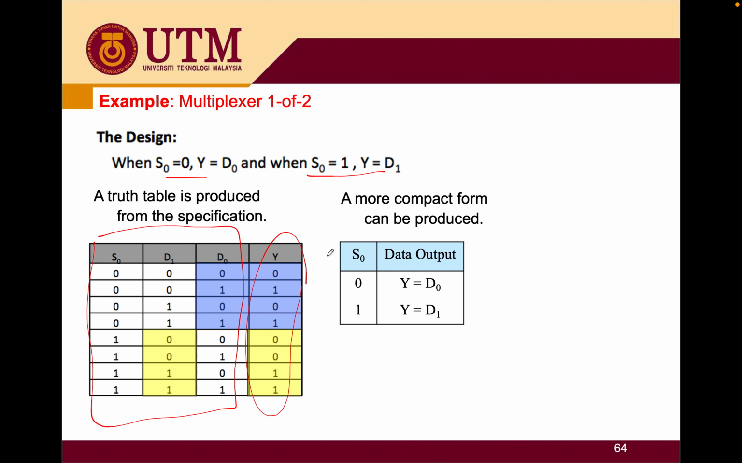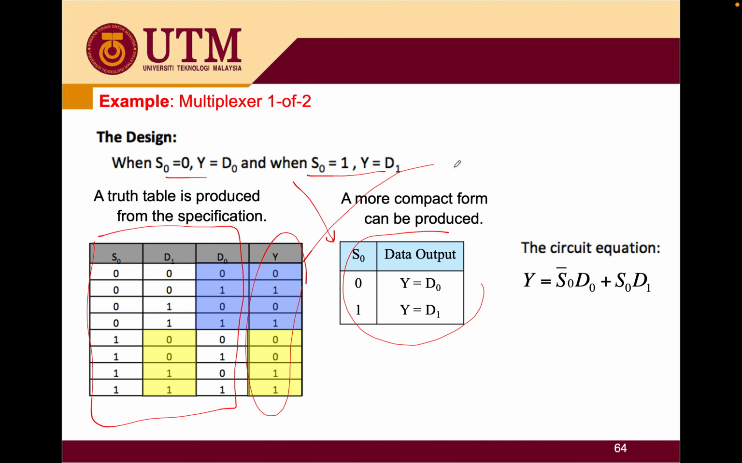So this is from the scenario there, and that's why you can come out with your circuit. This one you can see, you can do the K-map and get the Boolean expression of your Y, and this is your circuit. Simplified version.